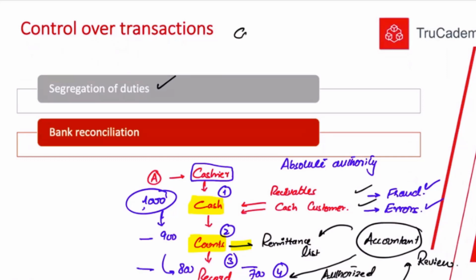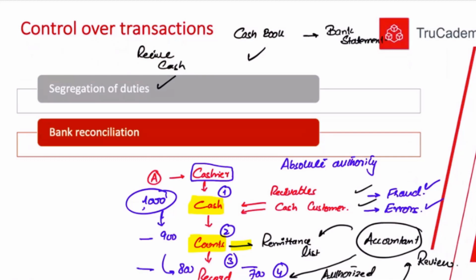Now, first we have the cash book. And second, when we receive cash for the first time, we record it in the cash book. After that, we deposit it in the bank, and at the end of the month, the bank will give us a statement of our account, which we call a bank statement.